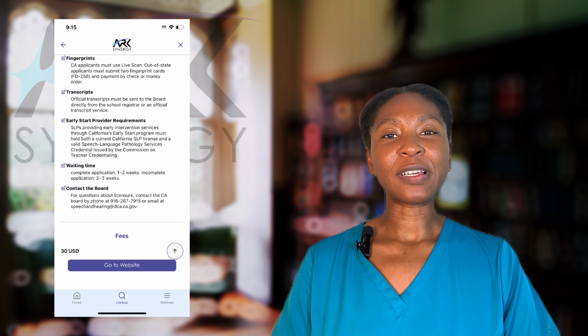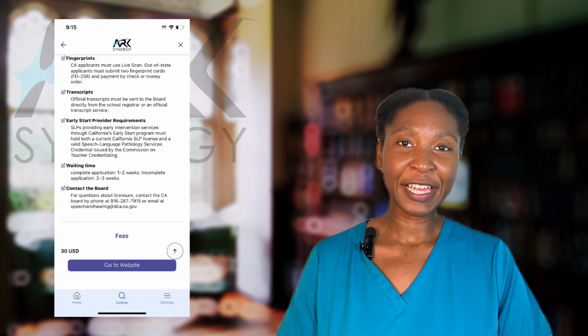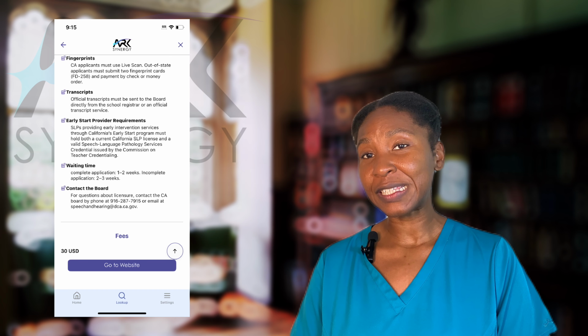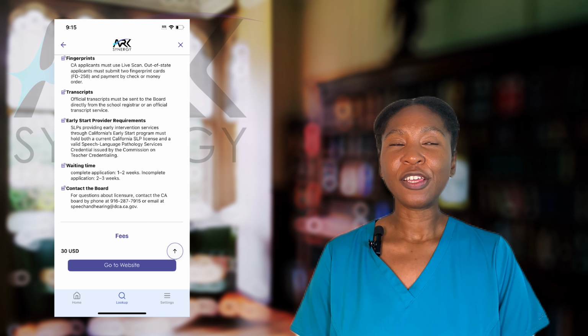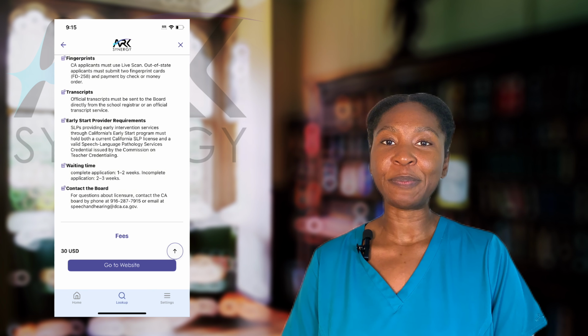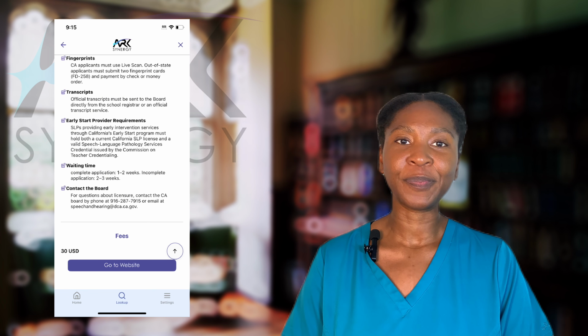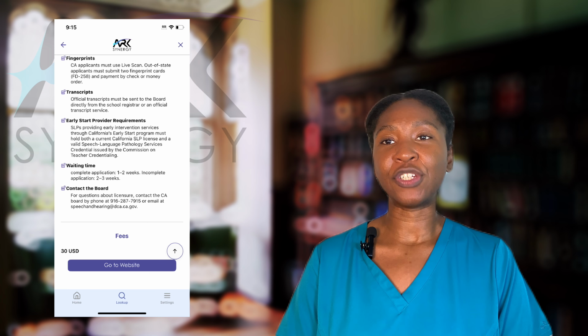All applicants must complete fingerprinting. California residents must use live scan fingerprints. Out of state applicants must submit two fingerprint cards, the FD-258 cards, along with payment by check or money order. So incomplete fingerprint submissions will pause your application review.